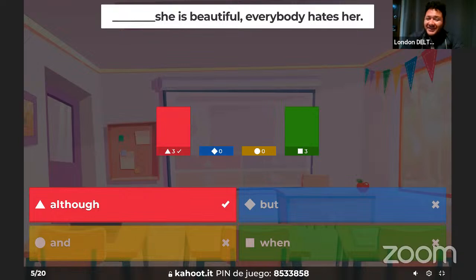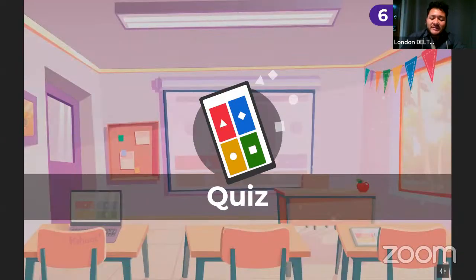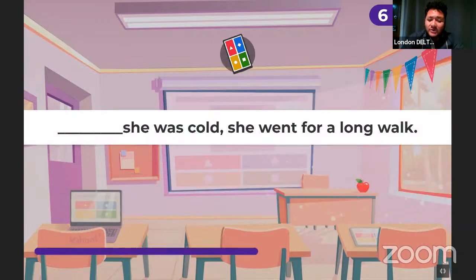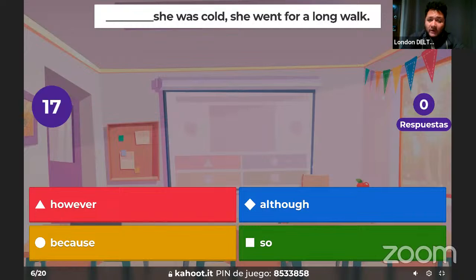No puedo decir when. Cuando ella es hermosa, todos la odian. Not the idea. Ok. Entonces, recuerden, casi siempre aquí vamos a ver dos oraciones. Aquí hay otra, ¿no? She was cold. She went for a long walk. Ella tenía frío y ella dio una larga caminata. Ok. Entonces, ¿qué utilizamos?